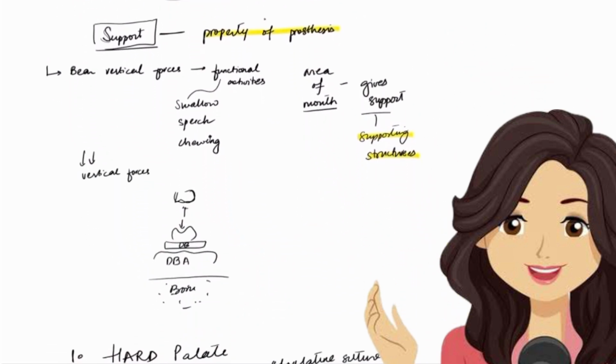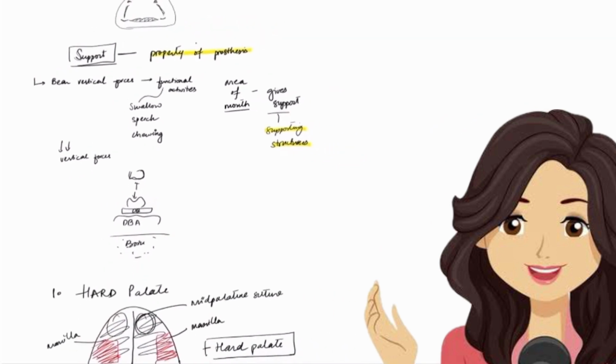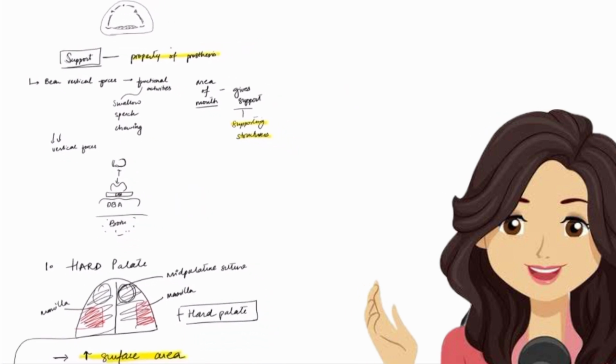So that is all about our supporting structures. Now the next aspect that I will start is about your limiting structures. That is the second part of your anatomical landmarks. Just let me open up the correct page for it.